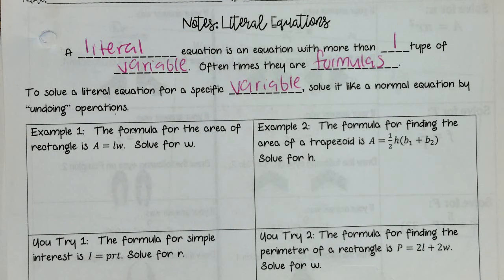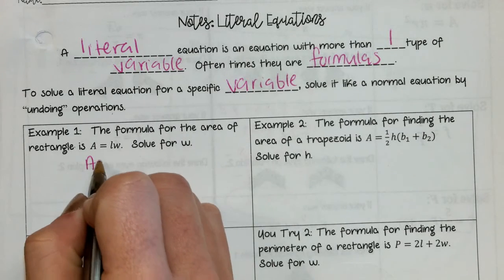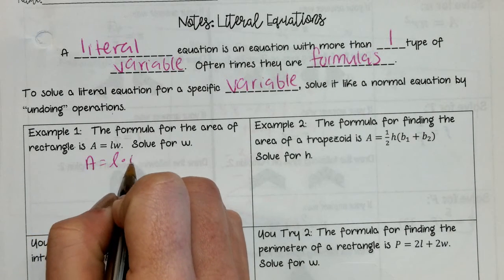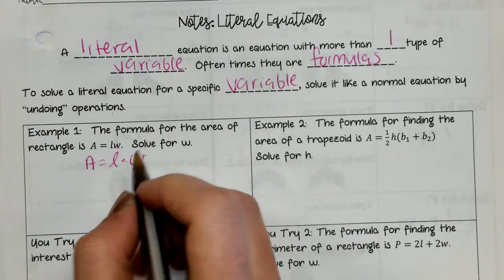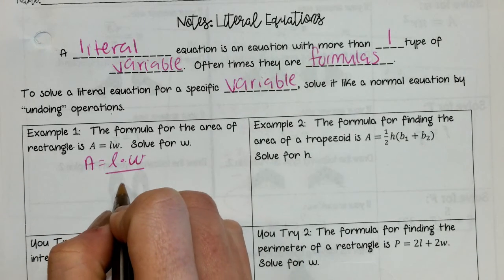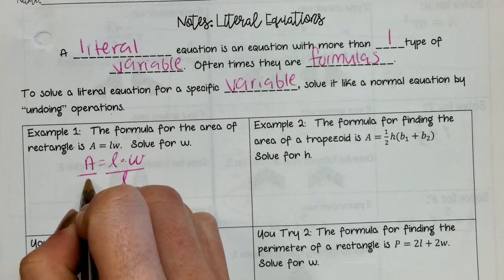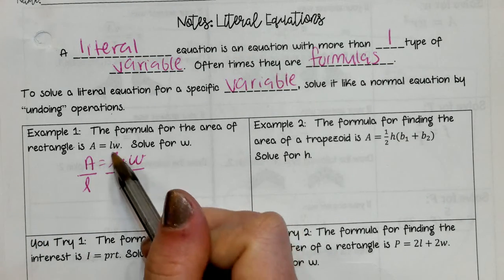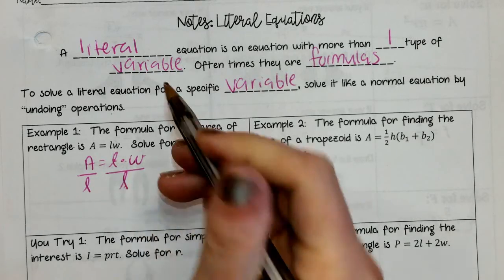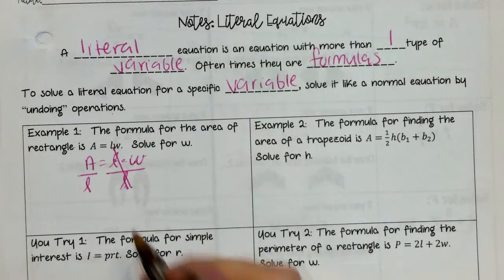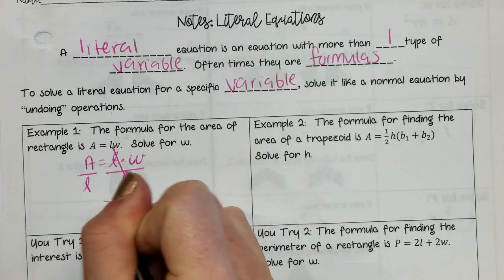So example 1 says the formula for the area of a rectangle is A equals LW. Solve for W. So to get W by itself, this is L times W. What's the opposite of multiplication? So we're going to divide both sides by that variable that we don't want. We are dividing both sides by L. L over L cancels, so you only have W left.